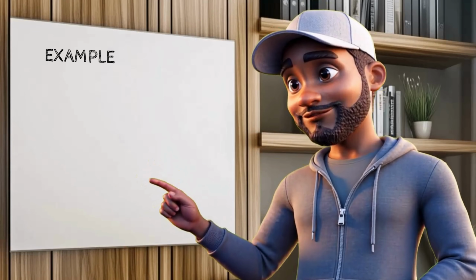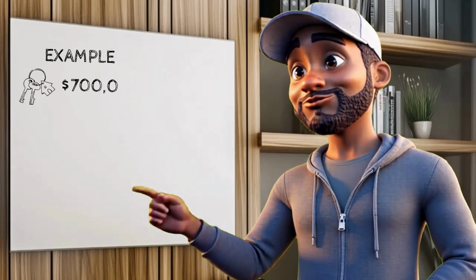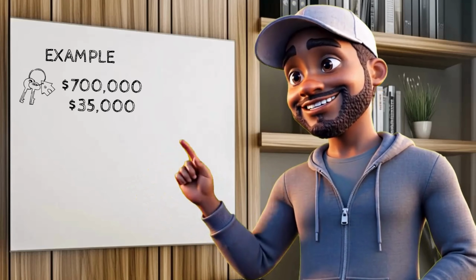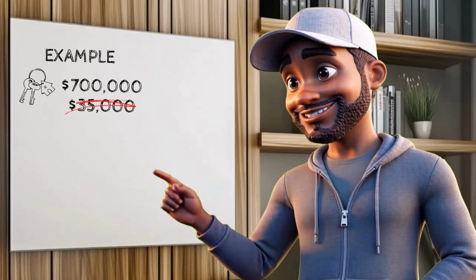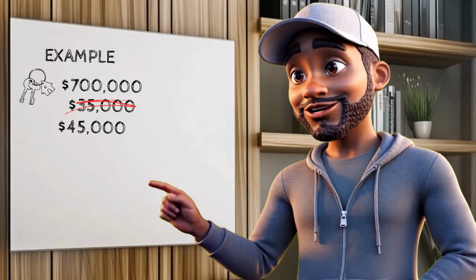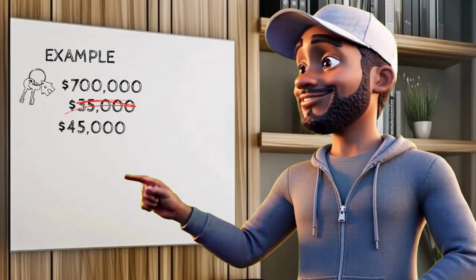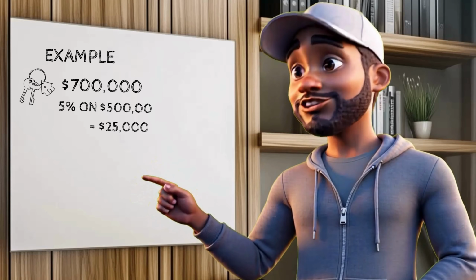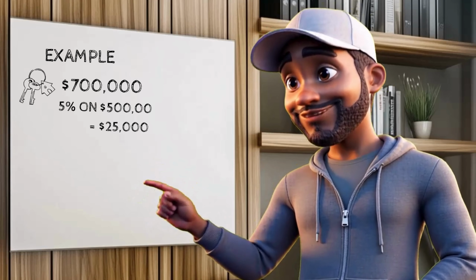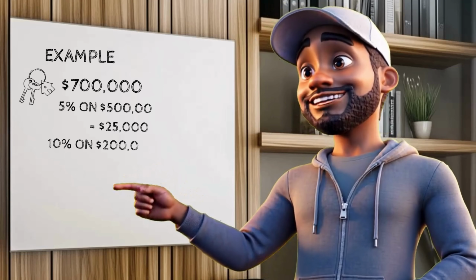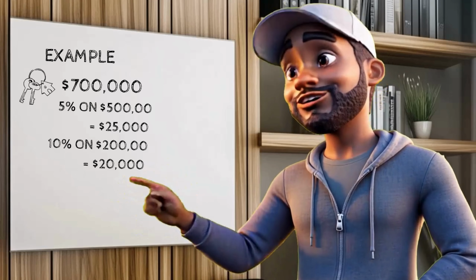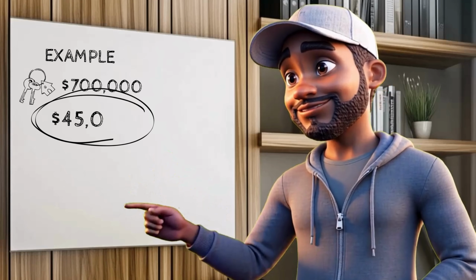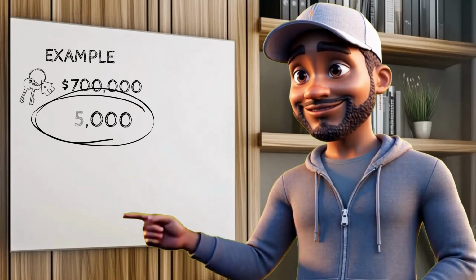So here's a quick example. If you buy a home for $700,000, then your down payment is not $35,000. It's actually $45,000. Why? It's because you're paying 5% of $500,000, which is $25,000, plus 10% of the remaining $200,000, which is $20,000. So you will need a down payment of $45,000.